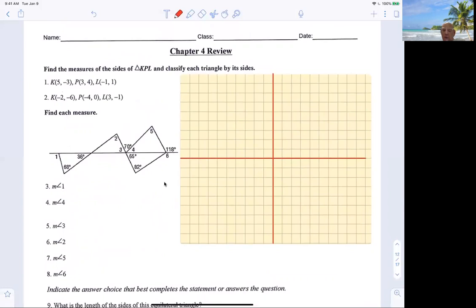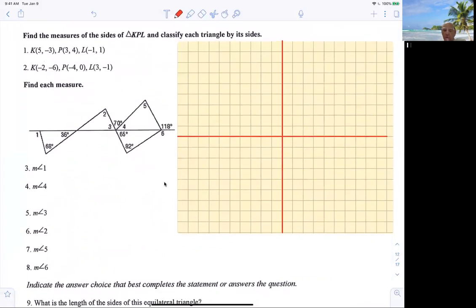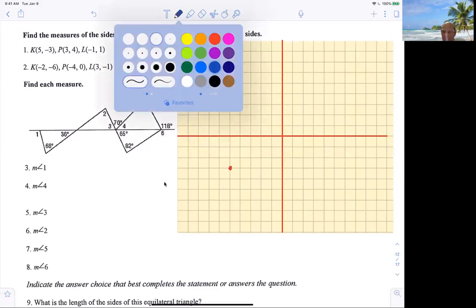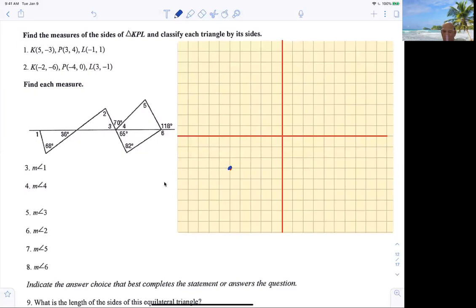Now, find the measure of the sides of triangle KPL and classify it. All right, so here we go. We're going to do the first one. We're going to plot this: 1, 2, 3, 4, 5, -3. I'm going to change color. 5, -3. Oh, what am I doing? 1, 2, 3, 4, 5, -3. And then 3, 4. And then -1, 1.